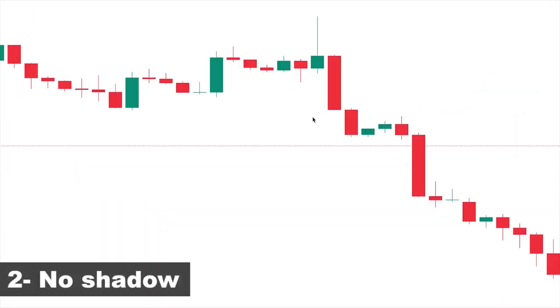Tip number 2. If there is no shadow or wick and the body is long, this shows a very strong market sentiment, and the pressure and tendency of the market is in the direction of the closing price. Many of the times that we have this situation, especially after a rejection candle, it indicates that smart money is active and entered the market.